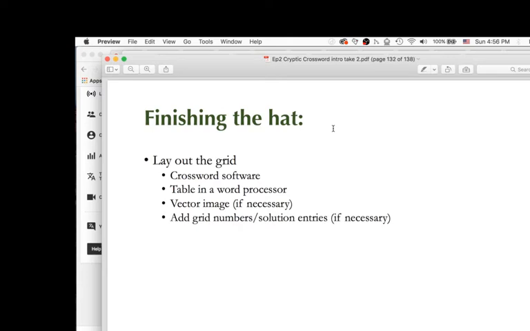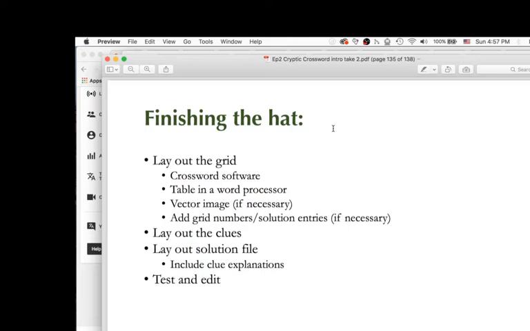Add the grid numbers and solution entries. If you're using crossword software, that's probably taken care of for you already. If you're using a word processor, well, you've got to add the numbers in yourself. Lay out the clues in the solution file. Again, same issues. In your solution file, you should include explanations of how the clues work. There are often shorthands for, use this symbol to mean an anagram, use this symbol to mean a homophone, and so forth. You can learn those, but in general, you want to have explanations, particularly if you are submitting to some other editor so that they can take a look at your clues and see, oh, okay, that's what you're trying to do. Does that actually work?